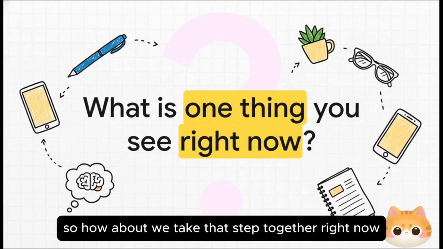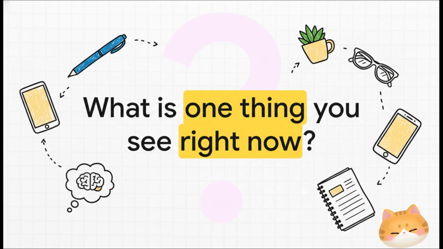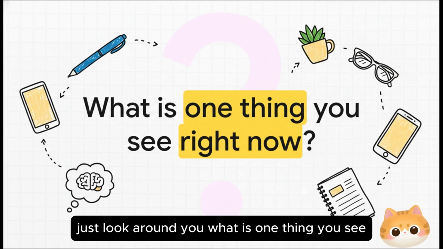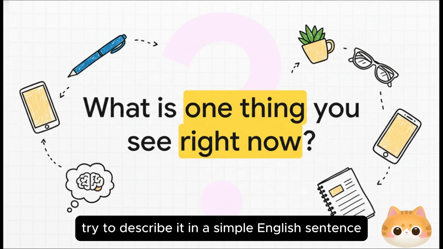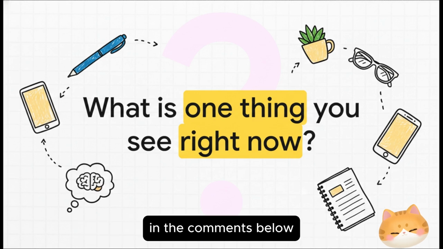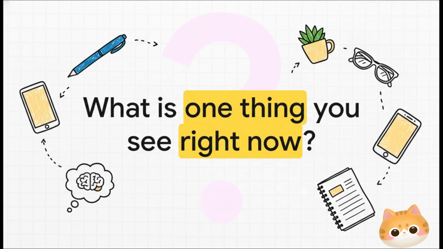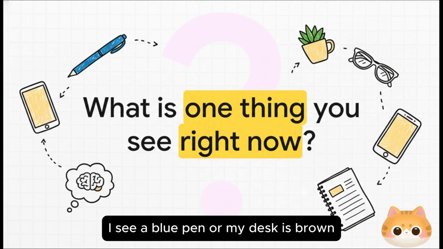So how about we take that step together, right now? Just look around you. What is one thing you see? Try to describe it in a simple English sentence in the comments below. Something like, "I see a blue pen," or "My desk is brown."